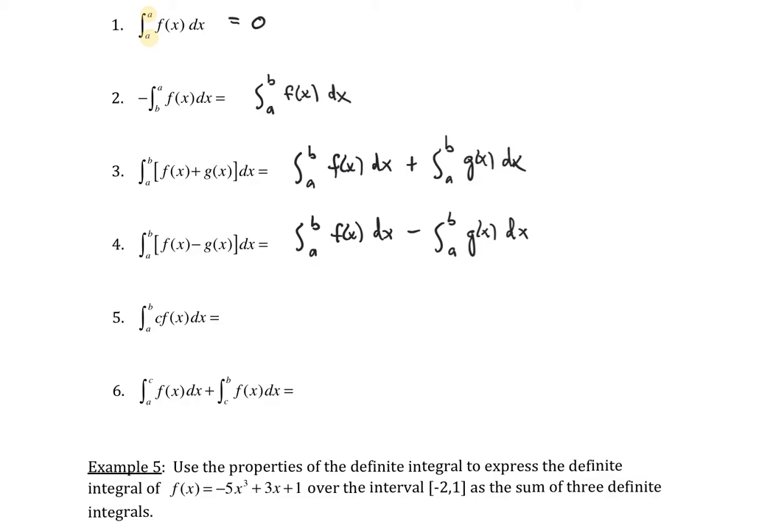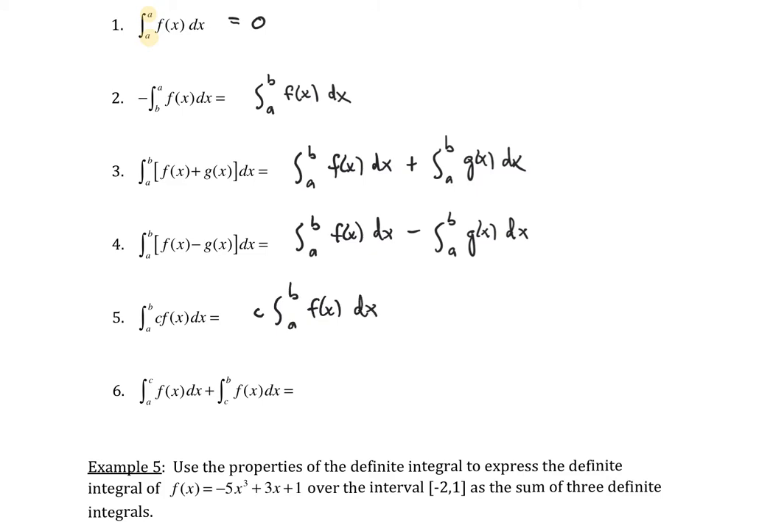Okay. For the fifth property, you'll notice that we have a constant times our function. So we can factor the constant out of the integral. So then this becomes c times the integral from a to b f of x dx.